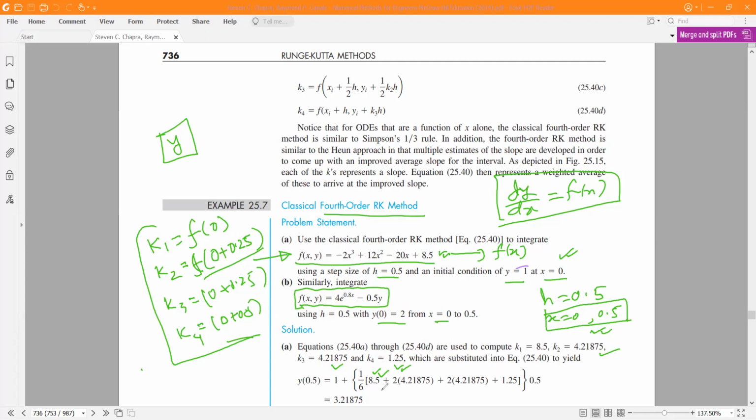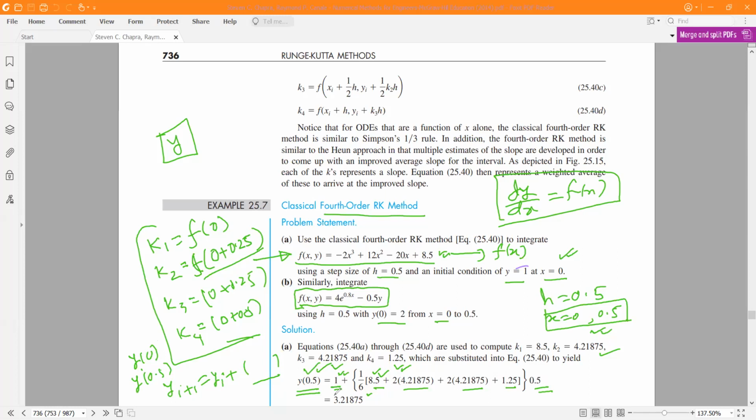So if all your slope values K1 through K4 are with you, then you average them by dividing by 6, multiply by step size, and add this to the initial value. This is your Y at 0.5. That means yi plus 1 is equal to yi plus this thing. Here your first step is y0 and your next step is y0.5. So y0.5 equals y0 plus 1 by 6 into the average of all the slopes. In this way, you calculated your y at 0.5.